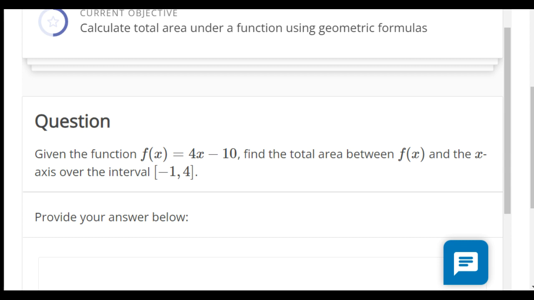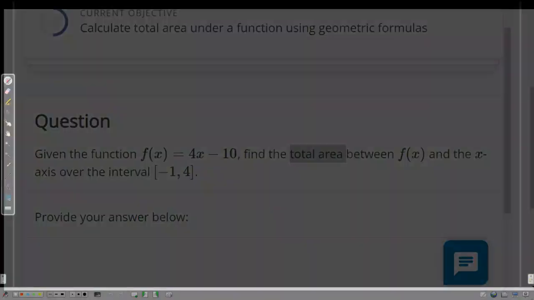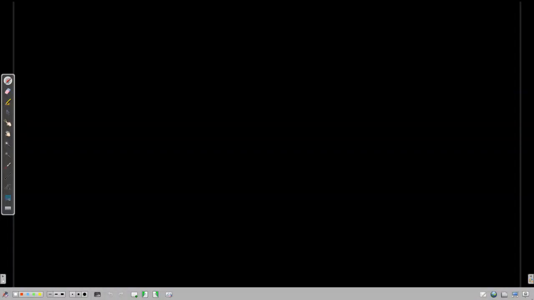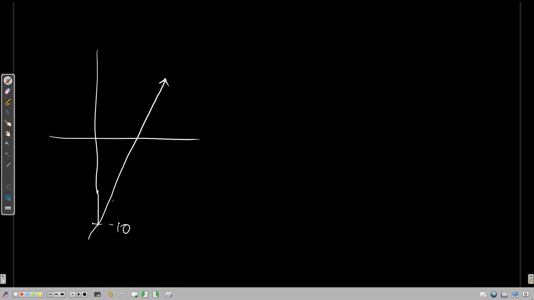No, I'm not going to switch back to geometry on this one because they want the total area. Or maybe I'll do it both ways. So they want the total area, which means I'm going to get a positive number when it's done, no matter what. The function is 4x minus 10. So the picture of it's like this. There's minus 10. And it's a pretty steep slope.